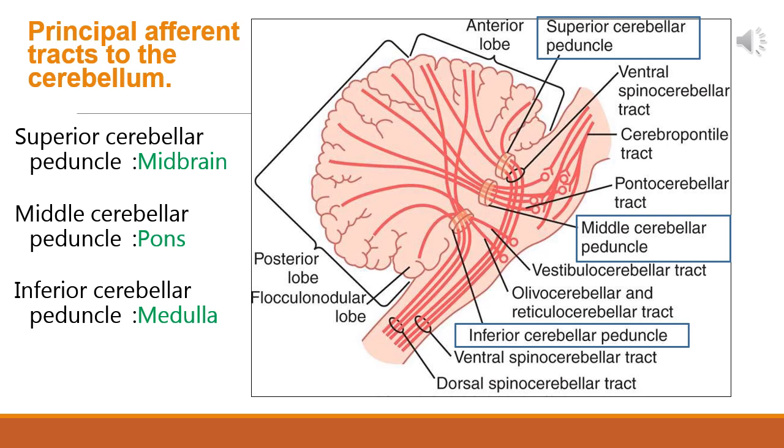This diagram is showing peduncles, lobes, and afferent tracts to the cerebellum. The peduncles are the superior, middle, and inferior cerebellar peduncles. The lobes are the anterior lobe, posterior lobe, and flocculonodular lobe. Tracts are: ventral spinocerebellar tract, cerebropontine tract, postcerebellar tract, vestibulocerebellar tract, olivocerebellar and reticulocerebellar tract, and dorsal spinocerebellar tract.